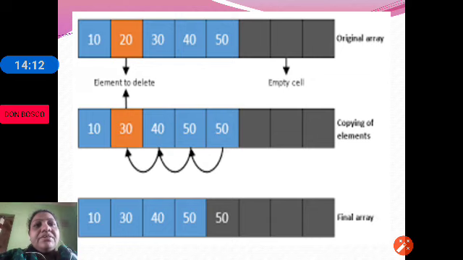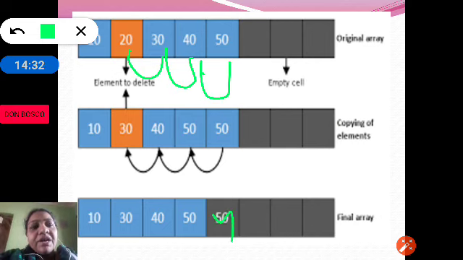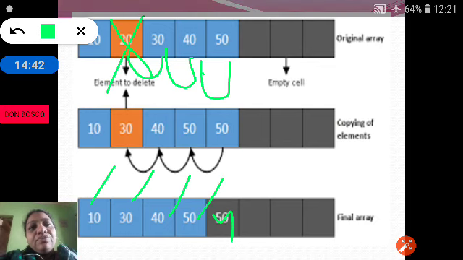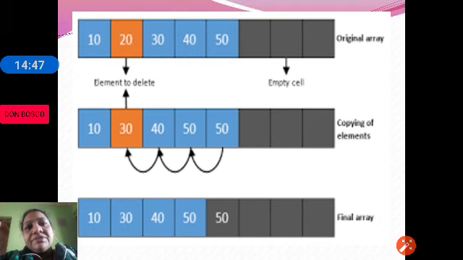You can see here the element to be deleted is 20. So now we are deleting 20. After deleting 20, 30 shifts to the previous position, and 40 will come to its previous position, and 50 will come to its previous position. And you can see after deleting, from 10, 20, 30, 40 and 50, 20 is deleted. Once it is deleted, we are shifting the elements to their previous locations.